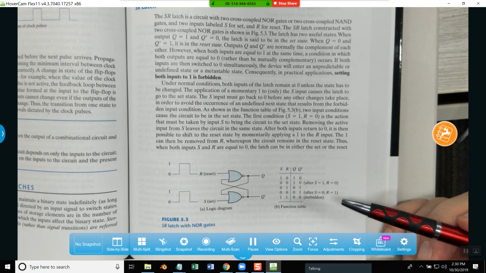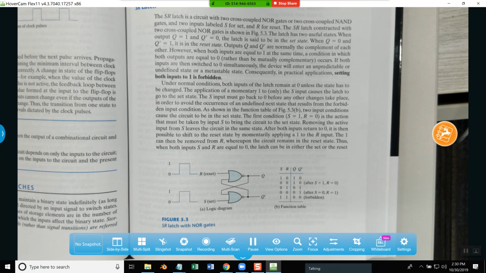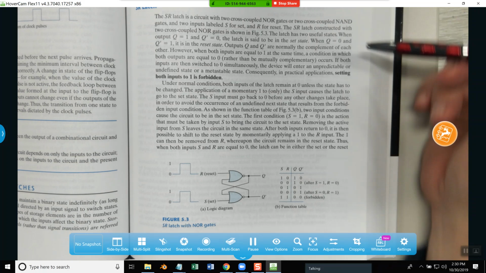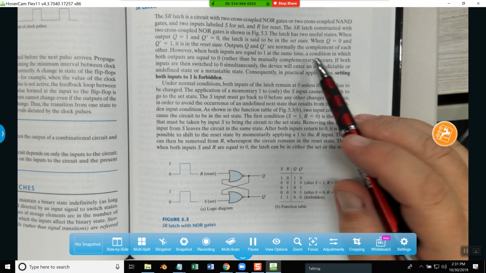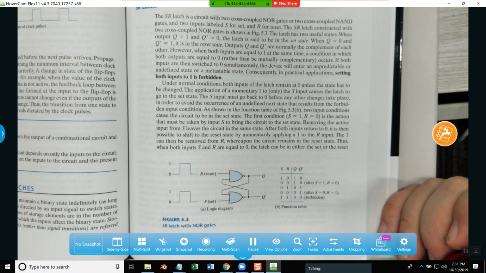Let's refresh my own memory. Set state is when we got 1 and 0. So we're talking about this first one and the second one. Those both give you a set state. Two input conditions consider the set state. The first condition, S equals 1, R equals 0, is the action that must be taken by input S to bring the circuit to the set state. Removing the active input from S leaves the circuit in the same state.